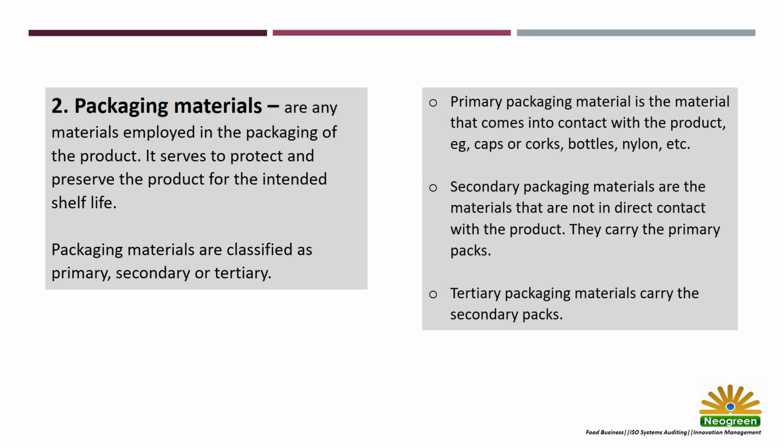Primary packaging material is the material that comes into contact with the product, e.g., caps or cups, bottles, nylon, etc. Secondary packaging materials are the materials that are not in direct contact with the product. They carry the primary packs. Tertiary packaging materials carry the secondary packs.